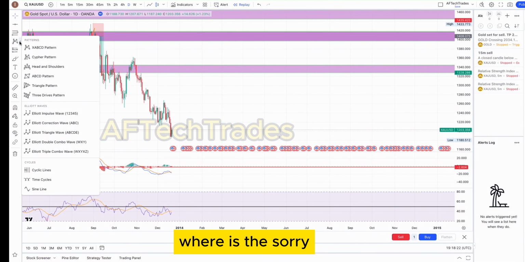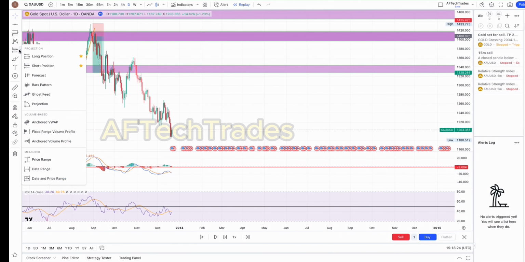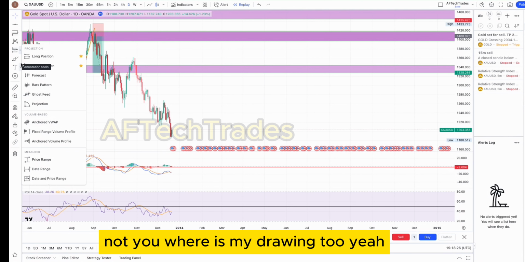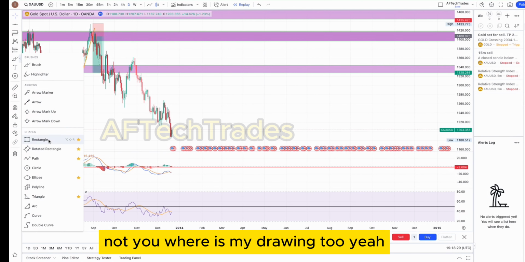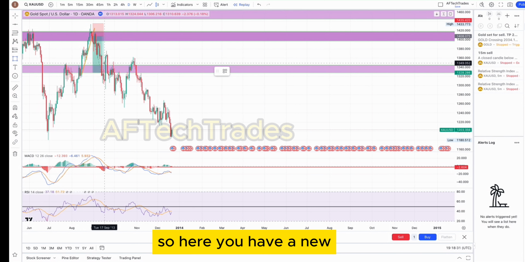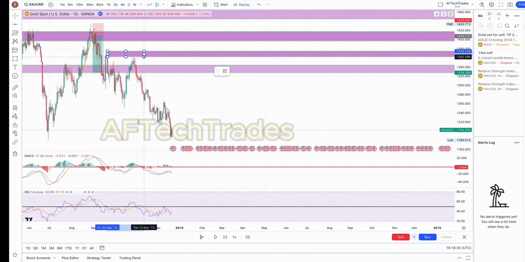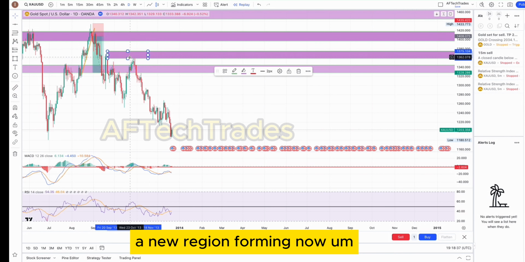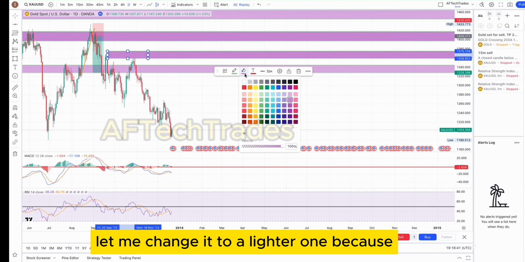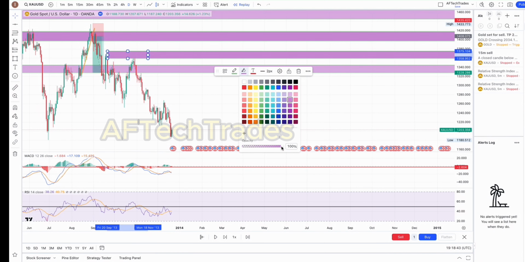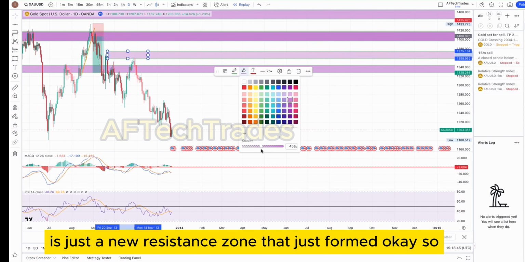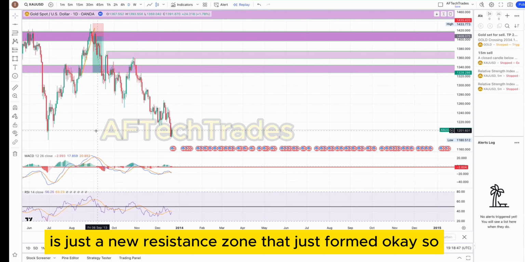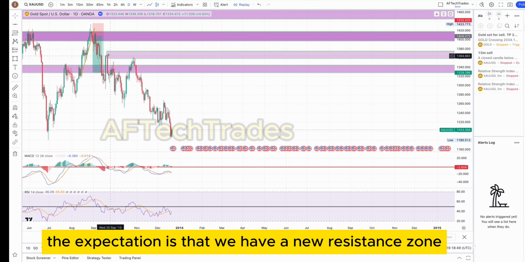Where is my drawing tool? Yeah. So here you have a new region forming. Now let me change it to a lighter one, because it's just a new resistance zone that just formed. Okay, so the expectation is that we have a new resistance zone.